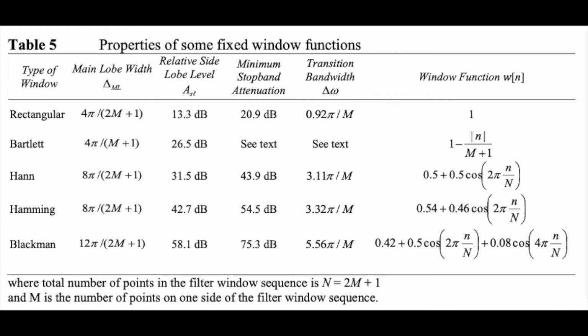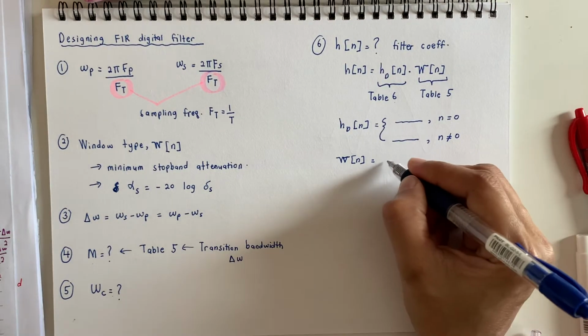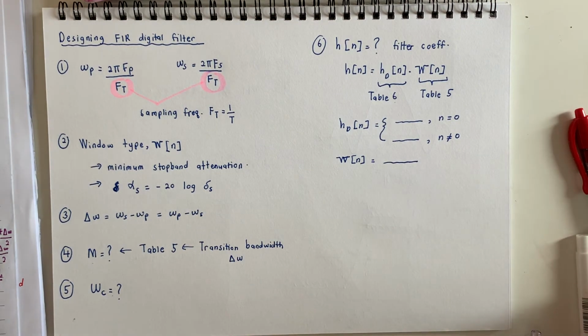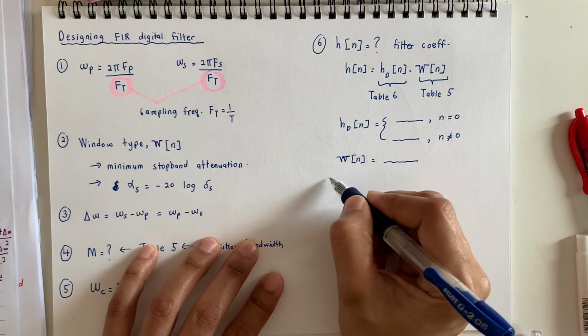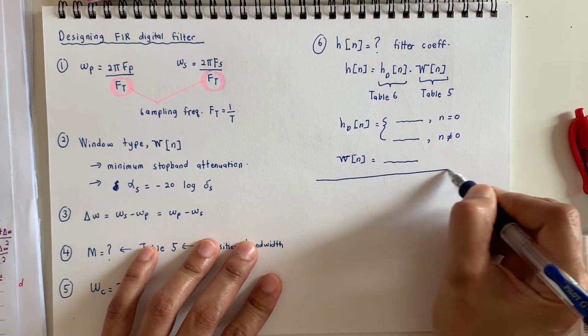Again, for window type, we have several windows. Refer to step number 2, you have your window type. So let's say if your window type is Hamming window, then you refer to the last column of the Hamming window. You just copy your window function.